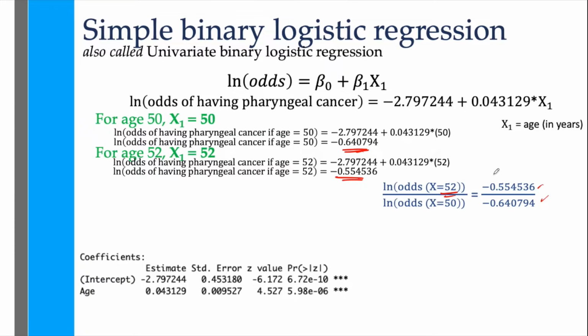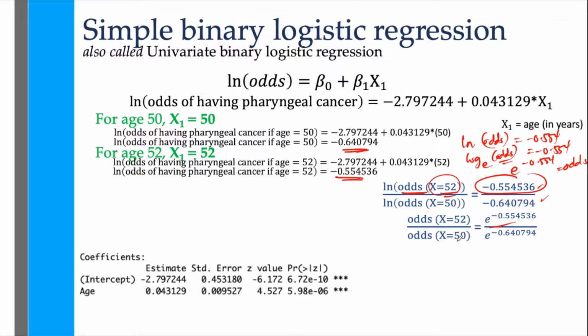Now, since the ln of the odds is equal to this, I may compute for the odds. Again, since the ln of the odds is negative 0.554, meaning the log of the odds at base e is negative 0.554, if I want to compute for the odds, I will just have e raised to negative 0.554. That gives me the odds when x is 52, which is this one. Likewise, when x is 50, I'm going to have this one. Now, dividing these two, we're going to have an odds ratio. Since I divided the odds over the odds, that odds ratio is 1.09008.